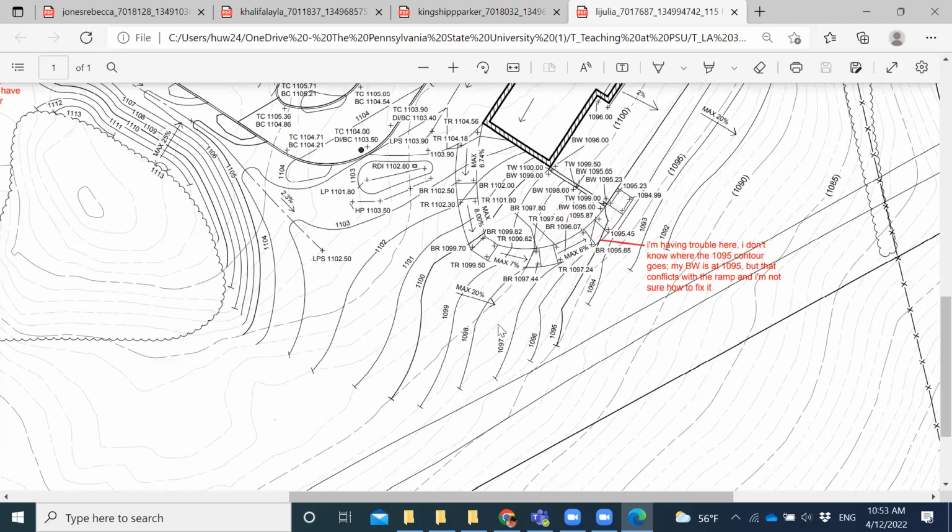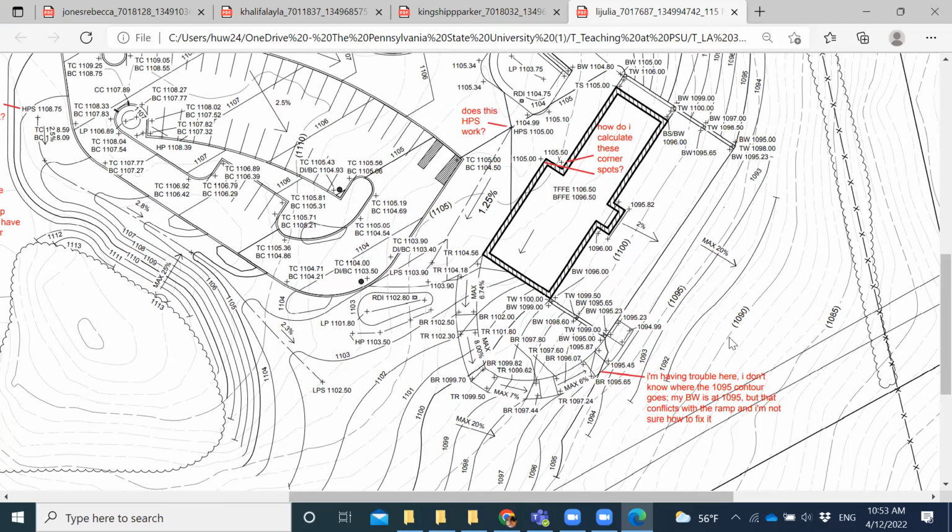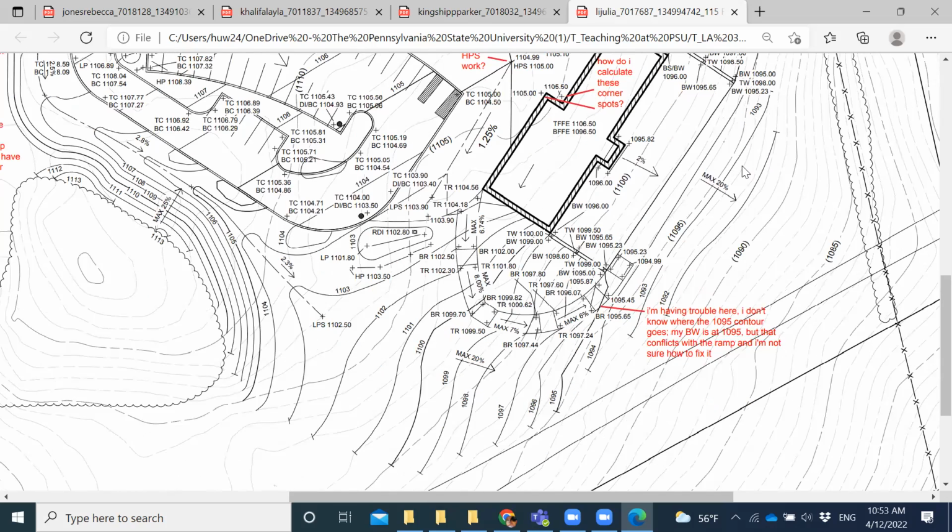I'm having trouble here. I don't know where the 1095 goes. My wall is at that complex corner. Okay. So 96.5, 96. And that's your 95 somewhere over here. We have to find out where your 95 contour is. Oh, okay, so that's your 95 contour. Okay, that's good. I think this area is getting a little closer, but that's easy to change.